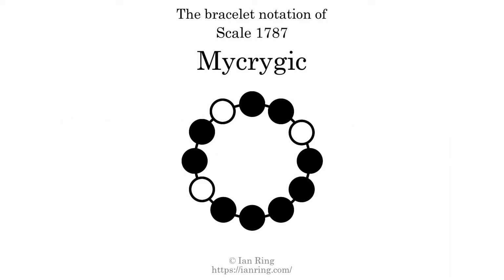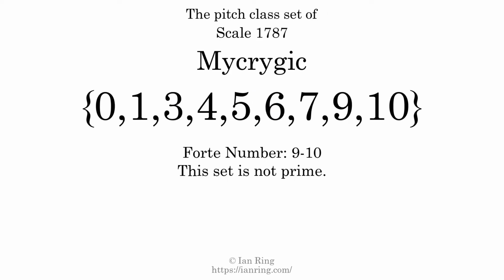This is a bracelet notation diagram of scale 1787. The shaded circles represent tones that appear in the scale, and they are read clockwise, starting at the top. The pitch class set for this scale is 0, 1, 3, 4, 5, 6, 7, 9, 10. This set is not prime.